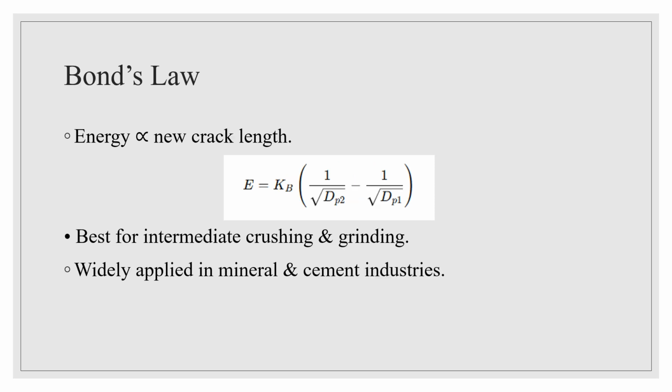The third and very important law of mechanical operation is Bond's law. It says that energy is directly proportional to the new crack length, and by using Bond's law we can easily calculate power consumption using the given formula. E is equal to Kb (1/√dp2 - 1/√dp1), where Kb is the Bond constant, dp2 is the product diameter, and dp1 is the initial particle diameter. Bond's law is based on intermediate crushing and grinding, and it is widely applied in mineral and cement industries.